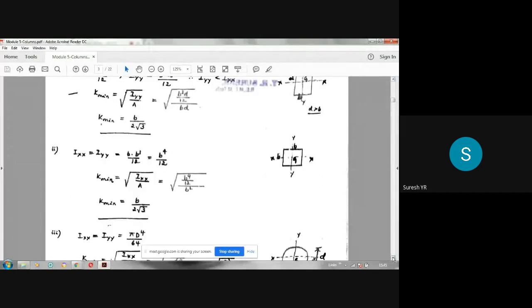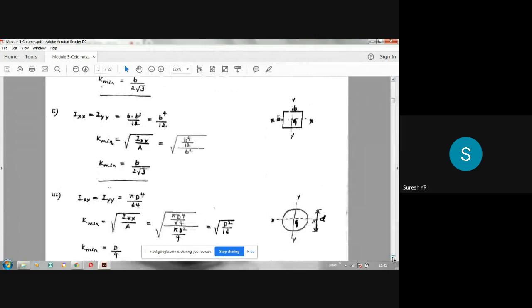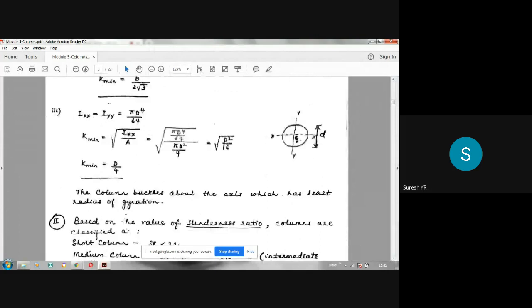Now in the case of a circular section, I have taken the diameter as D. Here also IXX and IYY are equal because of the same diameter in both directions. So pi D power 4 by 64. That is the formula for the moment of inertia of a circular section about the centroidal axis. Now K minimum is root of IXX by A. Any one you can take, both are equal.